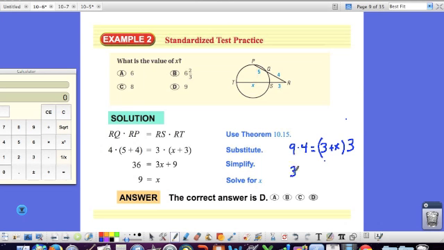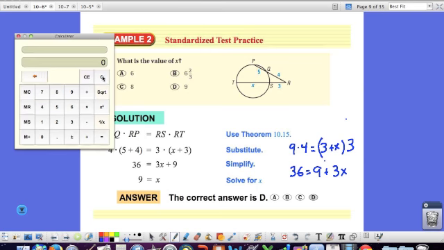I'm going to distribute that 3. 3 times 3 is 9 plus 3 times x is 3x. I subtract 9 from both sides, and 36 minus 9 is 27 equals 3x. So x equals 9. Okay?